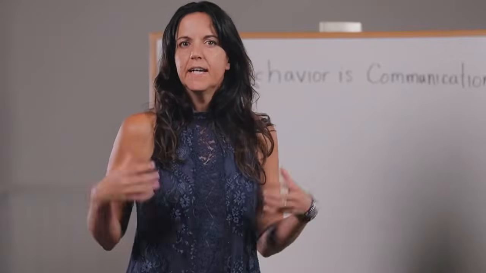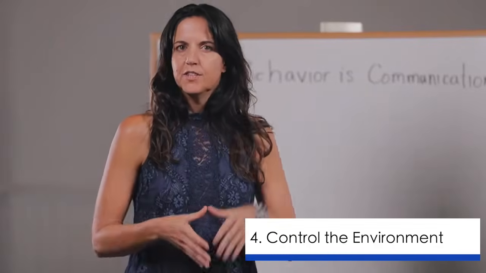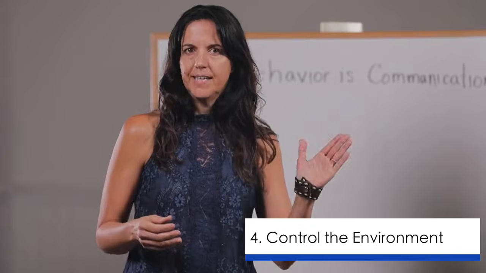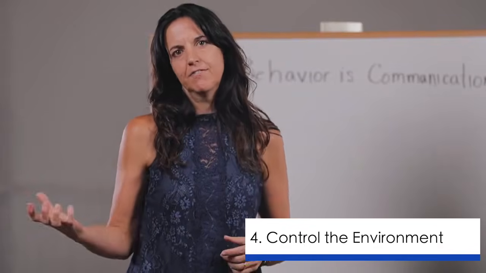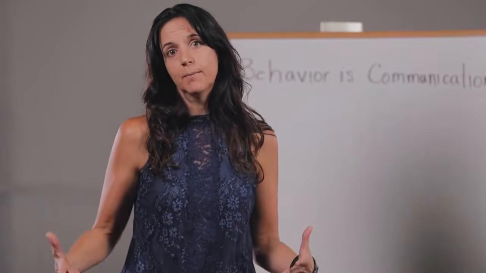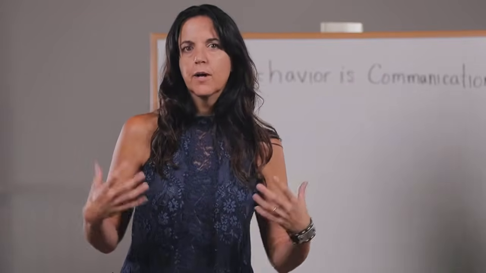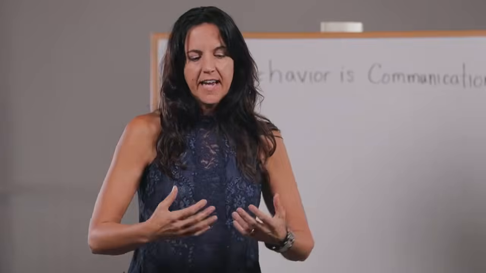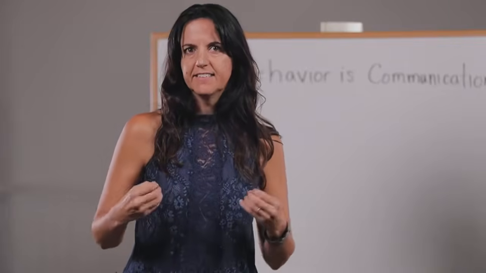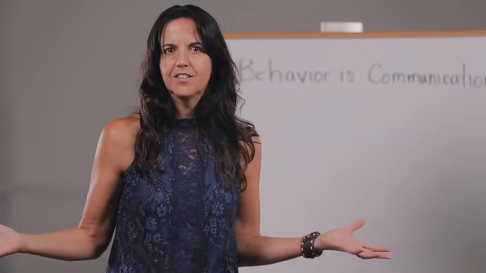So number 4 is control the environment. So we just talked about relationship and being able to change the brain, and now we're going to talk about environment and how that can calm a brain. And so we know that kids from hard places or who have a lot of stress, they need predictability and consistency. And so what does that look like in your classroom?